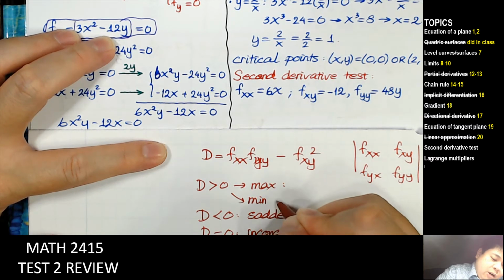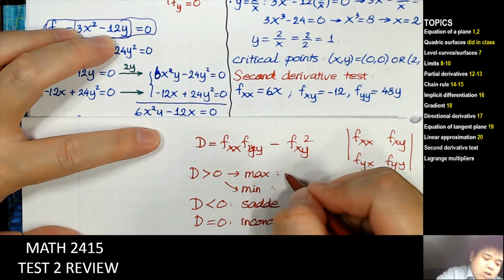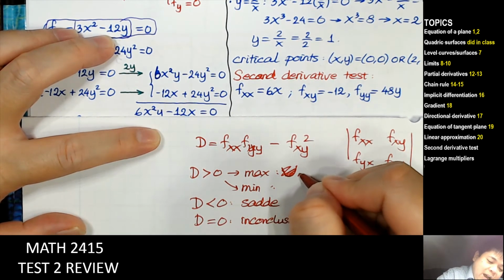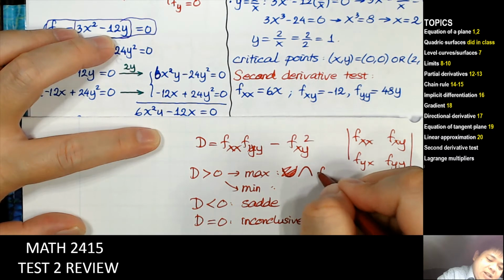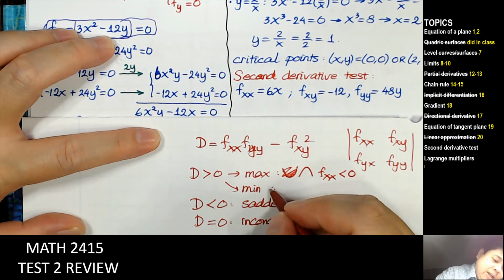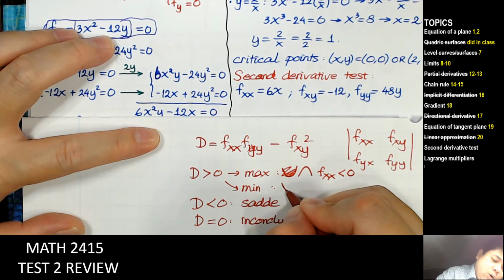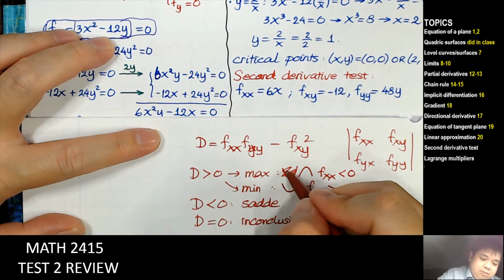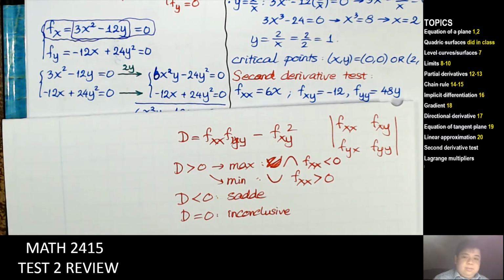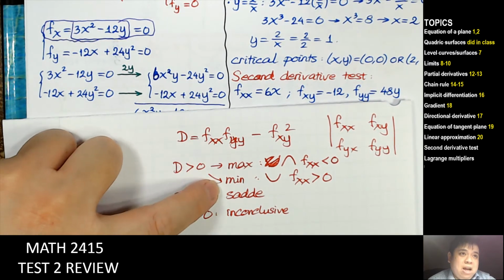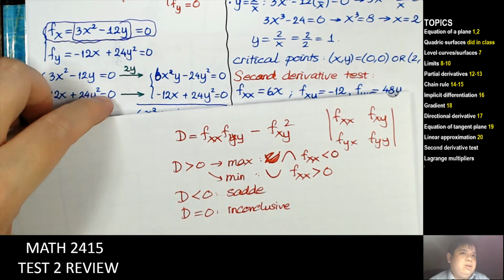For the maximum and minimum: if the function opens up, it is the minimum. If it opens down, it is the maximum, meaning that the second derivative with respect to x has to be negative. Minimum is where it opens up, so fxx is positive. So find the discriminant; positive, we have max or min; negative is a saddle. We'll get back to this.